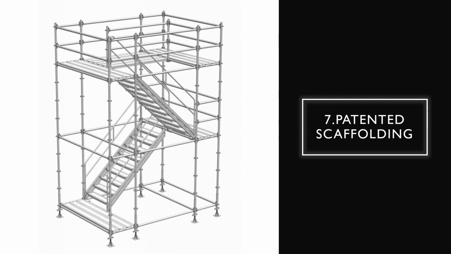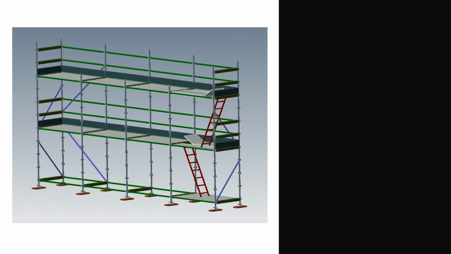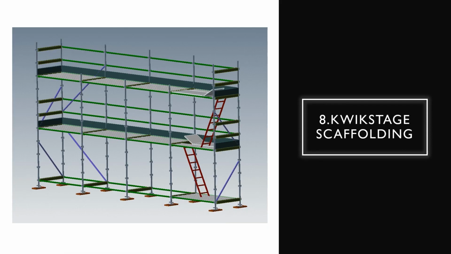Another one is patented scaffolding. Patented scaffolding is shaped like this. It includes steel in its scaffolding. Another one is Kwikstage scaffolding, and Kwikstage scaffolding is shaped like this. I barely see it; I usually see the wall scaffolding in practice more than this.